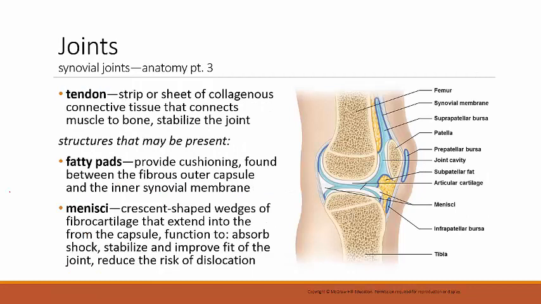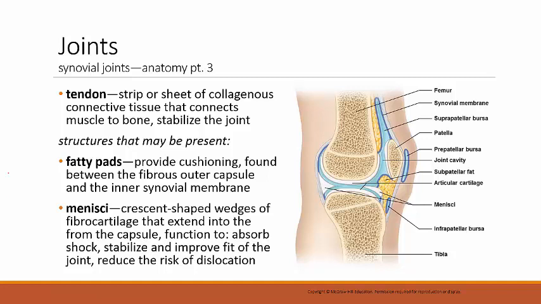A tendon would be another strip or perhaps even a sheet of collagen-rich connective tissue membrane that connects a muscle to the bone and helps to stabilize the joints. So the tendons around the joint, along with the action of the muscle itself as it contracts, will help to stabilize the bones within the joint, make sure that they don't move around.